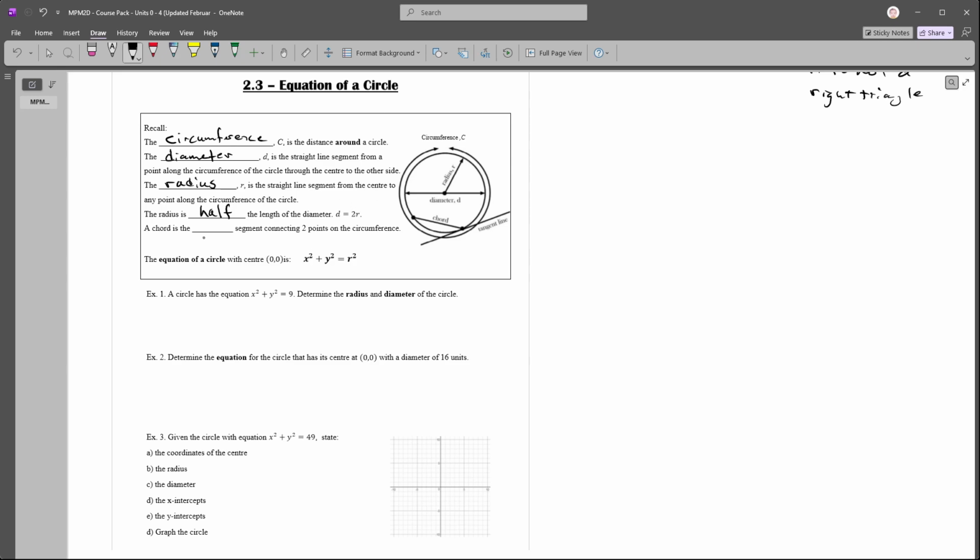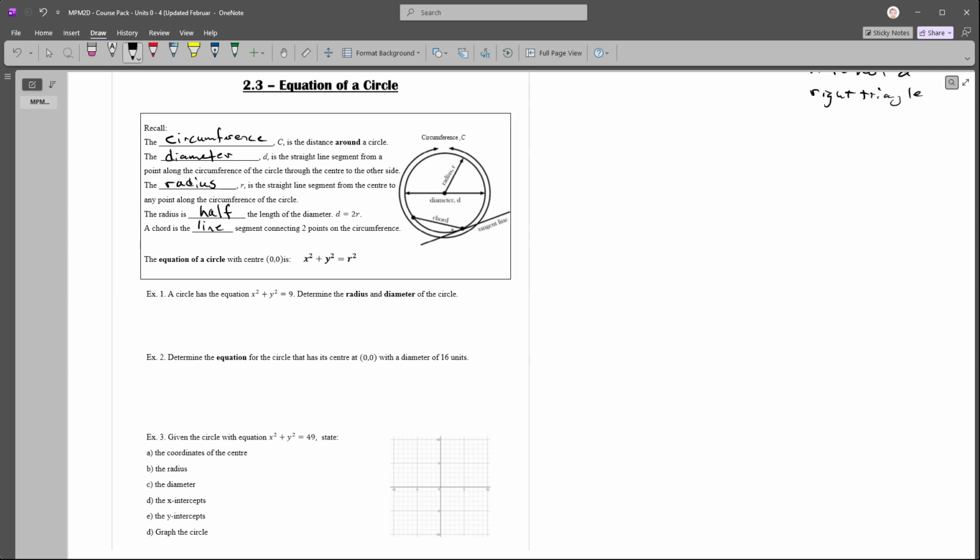Either way. Now a chord, this is an interesting one. A chord is a line segment connecting any 2 points on the circumference. So we see an example of a chord down here that just touches any 2 points. Now the interesting question to ask is, does that mean the diameter is a chord? Yes, it is. In fact, it's the longest chord in any circle. It has to be.